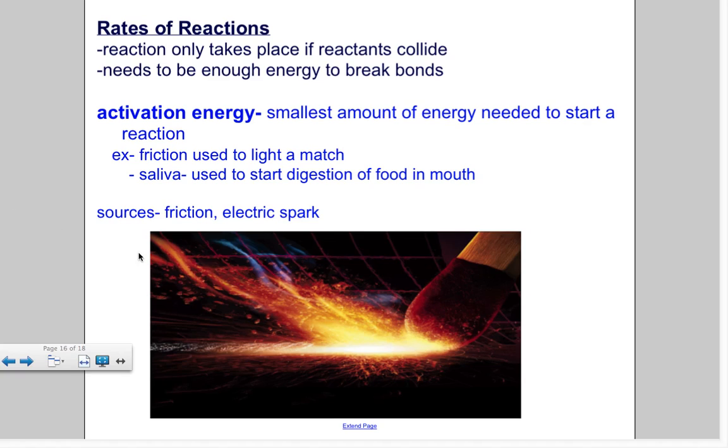Again, lighting a match, we have friction. Saliva in your mouth is the activation energy that starts digestion. If you take a cracker, as we talked about earlier in the year, chew it up, and hold it in your mouth for 2 or 3 minutes and then swallow, it'll taste like sugar because your saliva has already broken down the carbohydrates into sugar. So activation energy could be from friction or from a spark. Again, the smallest amount of energy needed to start a reaction.